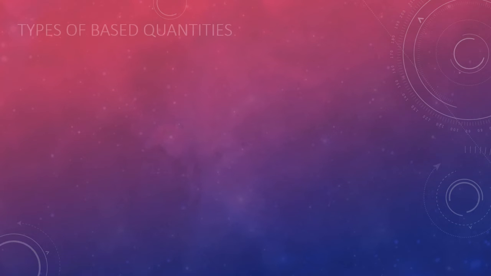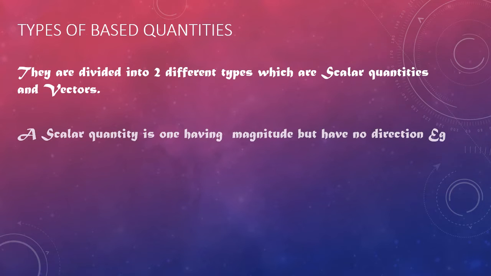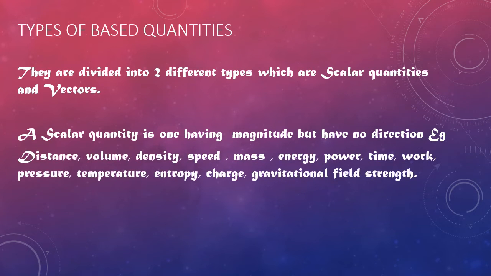Now let's get into types of quantities. There are basically 2 types, which are scalar quantities and vector quantities. As we all know, what are scalars? Scalars are simply quantities having just magnitude but have no direction. Examples are distance, volume, density, speed, mass, energy, power, time, work, pressure, temperature, entropy, charge, gravitational field strength.